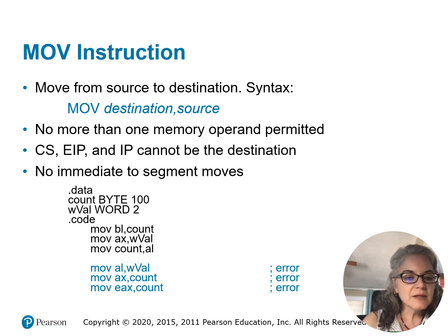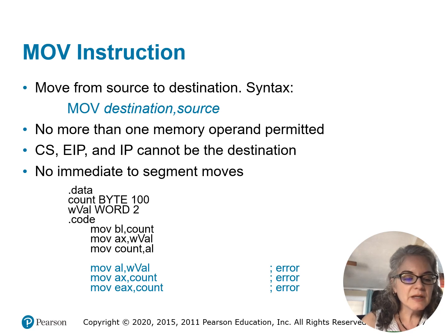So let's take a look at this here. Count is a variable, a memory location, right? Count is 1 byte, which is 8 bits. BL is also 1 byte, so that's okay. We can move count to BL. WVal is size word, which is 16 bits, so we can move 16 bits into AX because we said AX was 16 bits. Here AL is 8 bits. We can move AL into count, which is 8 bits, so 8 into 8.